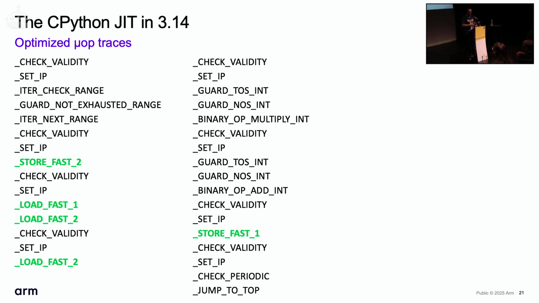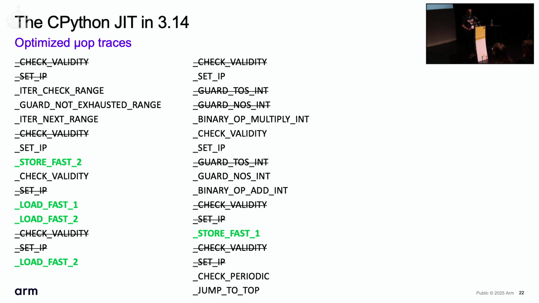Instead, it performs a few simple but effective optimizations on the specific trace. As you can see here in the example, some of the generic load fast and store fast instructions have been replaced with more specific optimized variants, like load fast 1, store fast 2, and so on. These aren't just name changes, but reflect the actual memory slot numbers in the local variable array. For example, load fast 1 means load the value from local variable slot 1, and store fast 2 means store a value into slot 2.